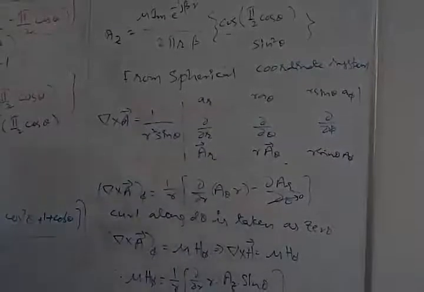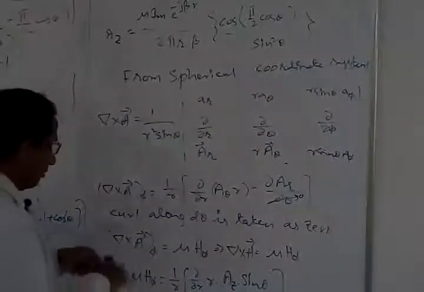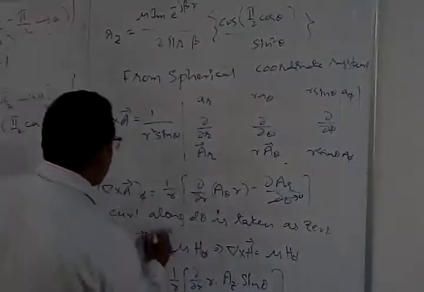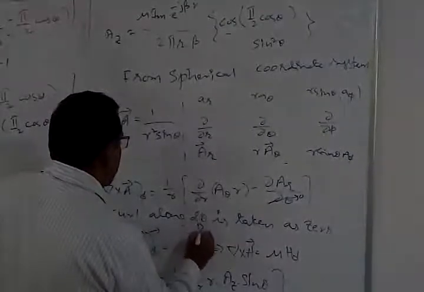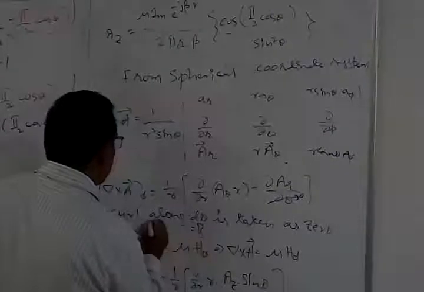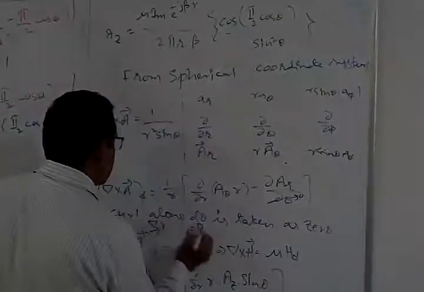Now from the Maxwell's equations, what can we write? From Maxwell's equations I can write this going to be B is equal to del cross A.